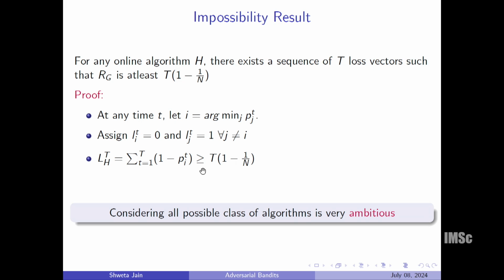When you are stuck somewhere, what do you do? In the earlier class we saw, we relax something. Here, considering the class of all possible algorithms is too ambitious, so we relax this. Do not consider all possible classes of algorithms, restrict to something. But the problem is what restriction.